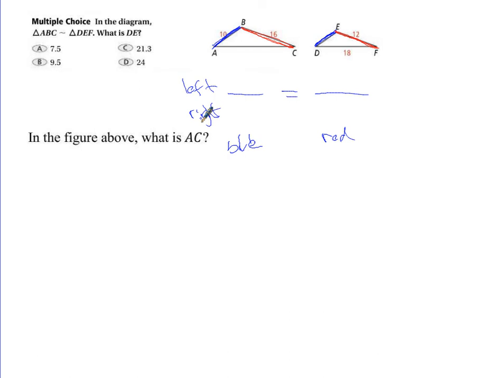So, for my blue sides, the left triangle has a length of 10. And for my blue sides, the right triangle has a length of, don't know it, so I've got to call it x. For my red sides, the left triangle has a length of 16. And for my red sides, the right triangle has a length of, which is it? 12. So that's your proportion. Cross multiply, and you get 120 equals 16x. Divide both sides by 16, what do we get?